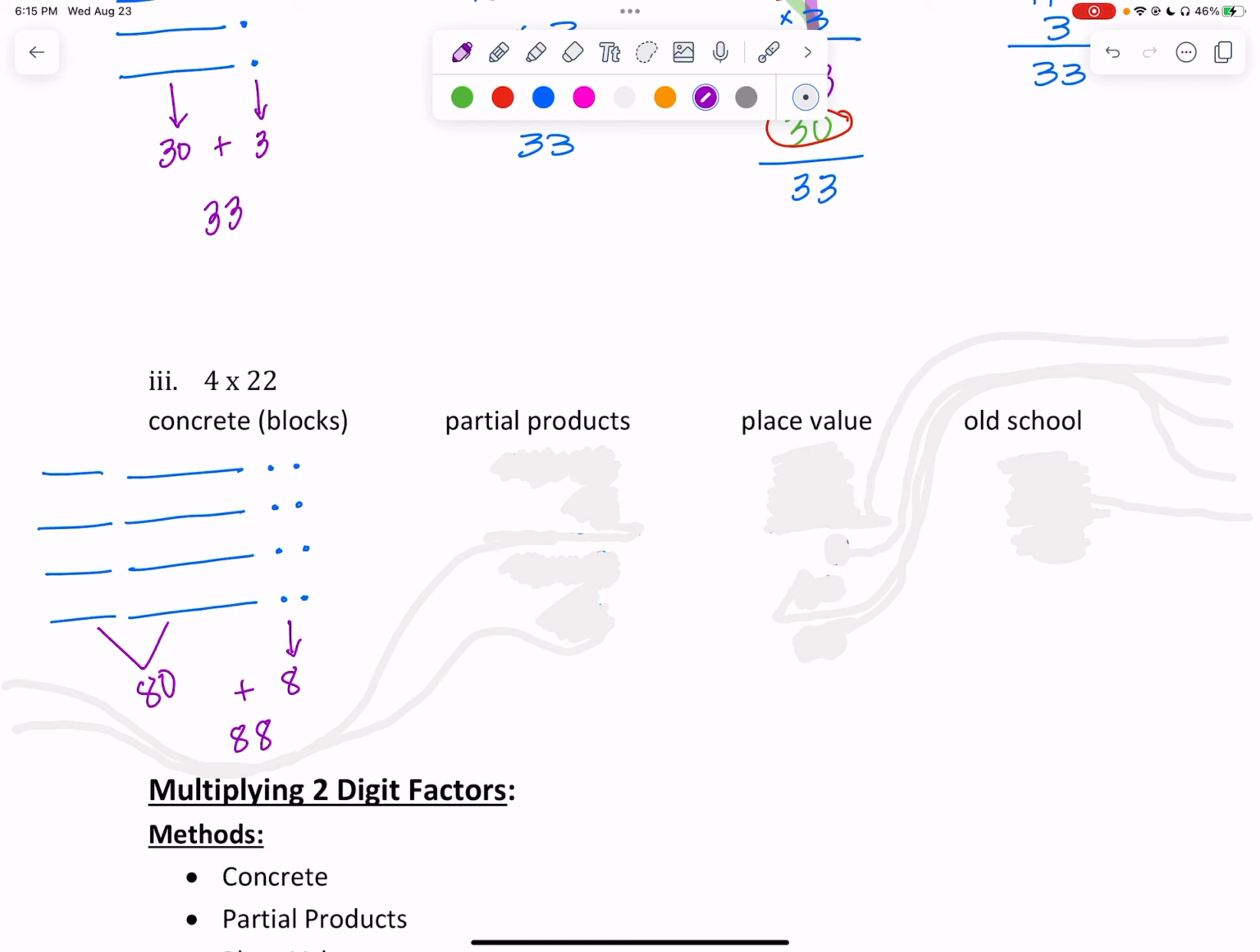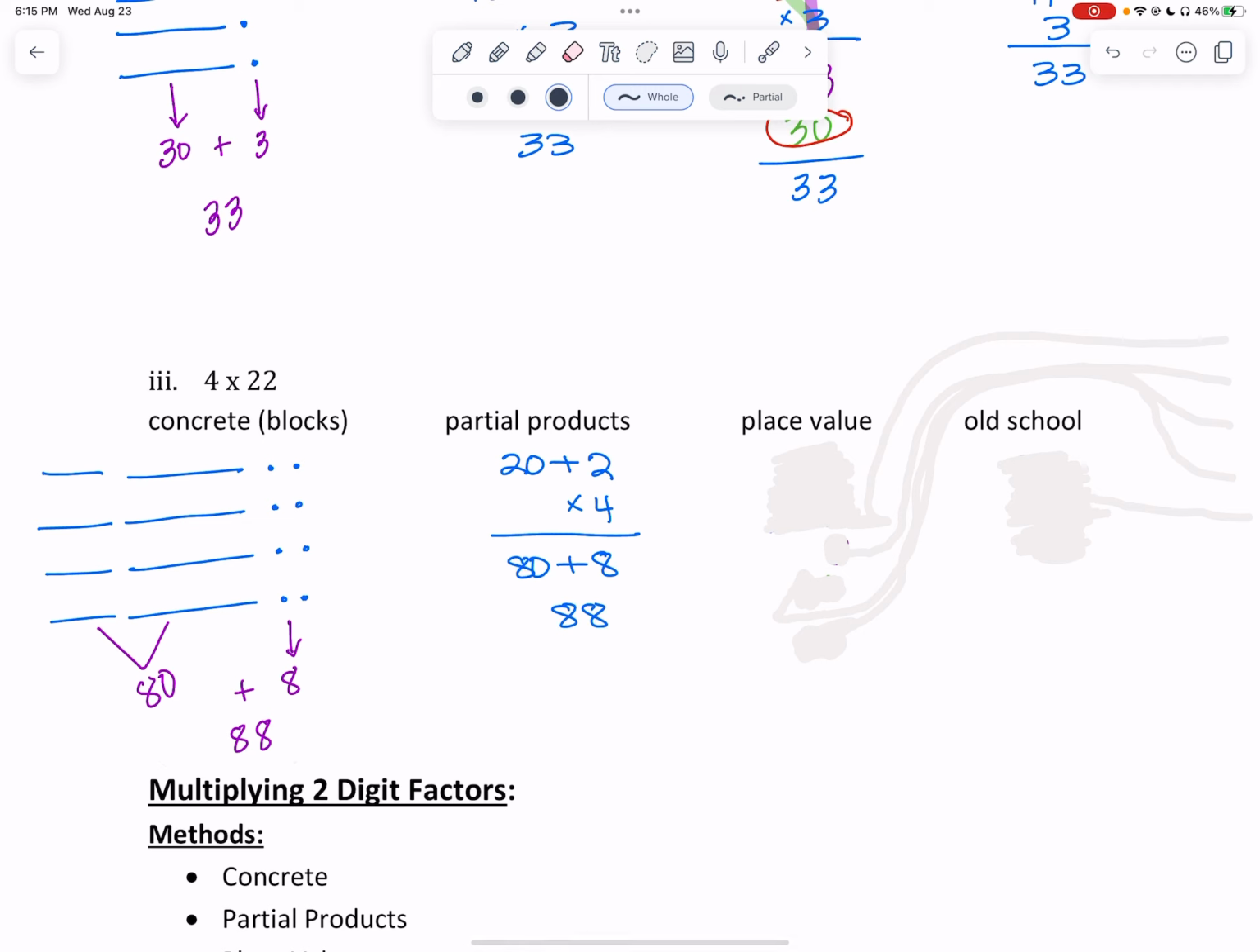All right. Let's see if I messed up on this one. Okay, so my partial products, 20 plus 2, right? Because 22 is 20 and 2. And I'm going to multiply it by 4. Again, it doesn't matter what order your students do it in, whether they do this one first or that one first, doesn't matter. They'll still get 88. That's called partial products when you divide it into 2 separate problems, essentially.